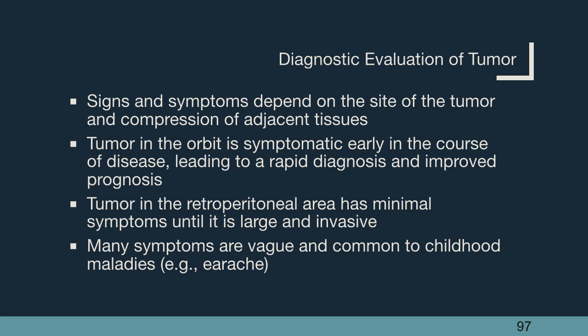Diagnostically, we look for signs and symptoms that depend on the site of the tumor with compression of the adjacent tissue. So you're going to have pain. The tumor in the orbit is symptomatic early in the course of the disease, and so they tend to get rapid diagnosis if it's in the orbit. Tumors that are in the retroperitoneal area have minimal symptoms, and as a result, the tumor has a tendency to grow and get very large.